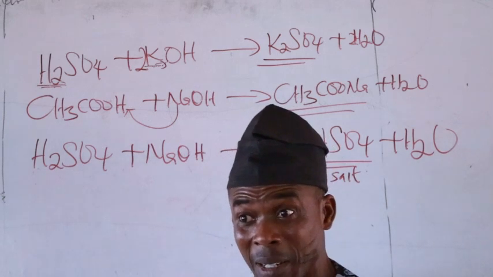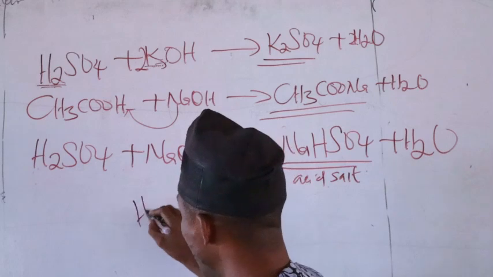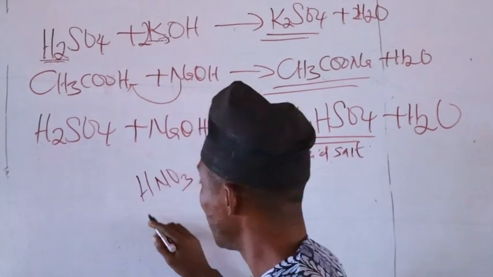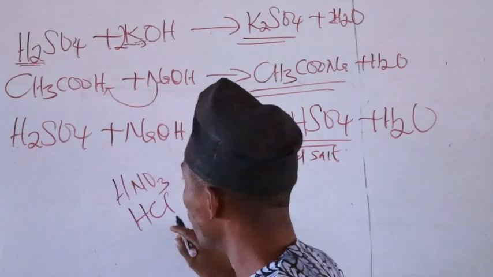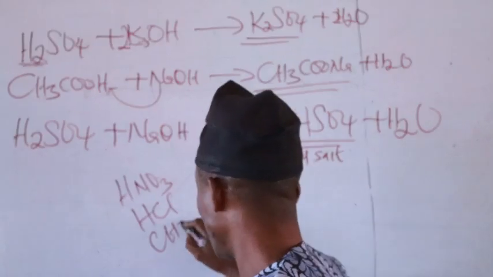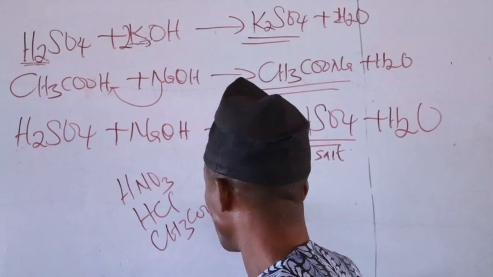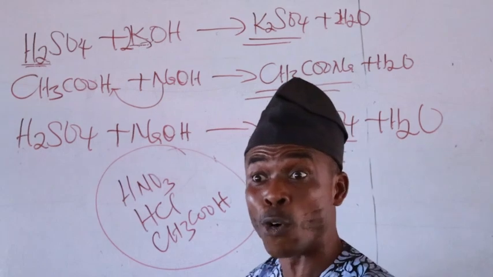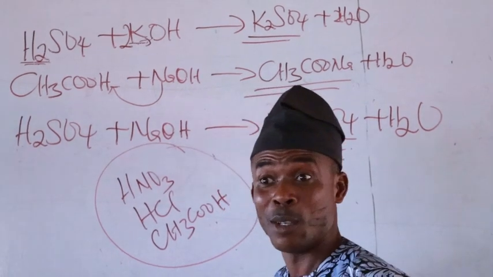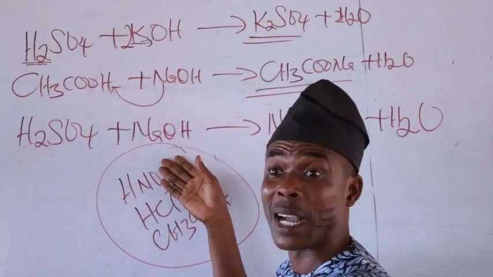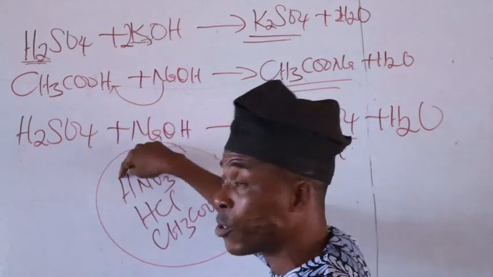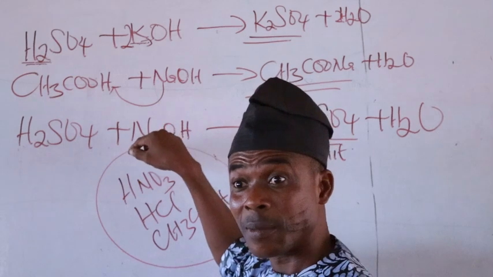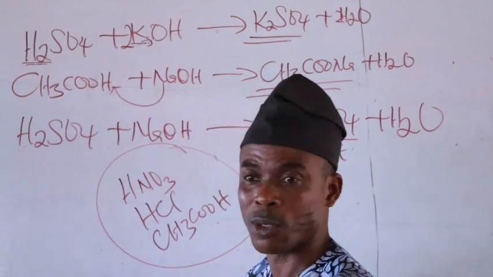Are we together? Acids like HNO3, which is monobasic, HCl, which is monobasic, CH3COOH, each of these acids is monobasic. They cannot form an acid salt, because when they combine with a metal, that one hydrogen that is present will be replaced. And what they will form is a normal salt.